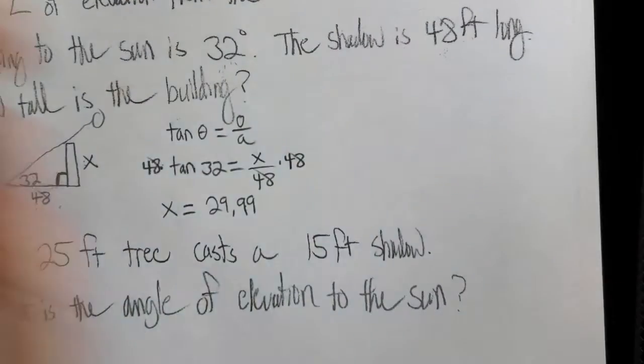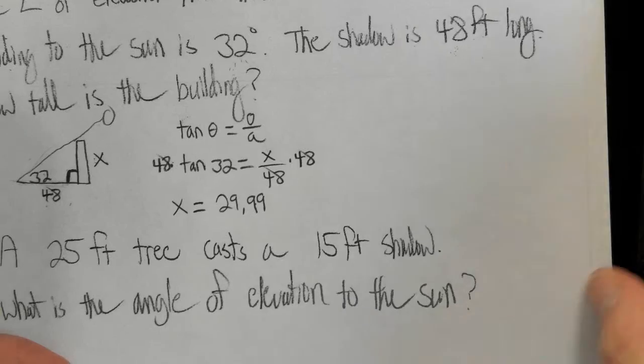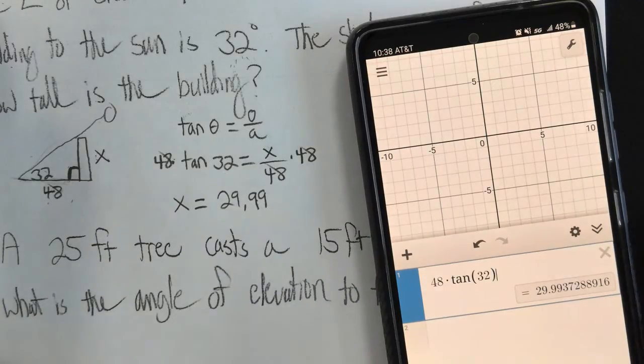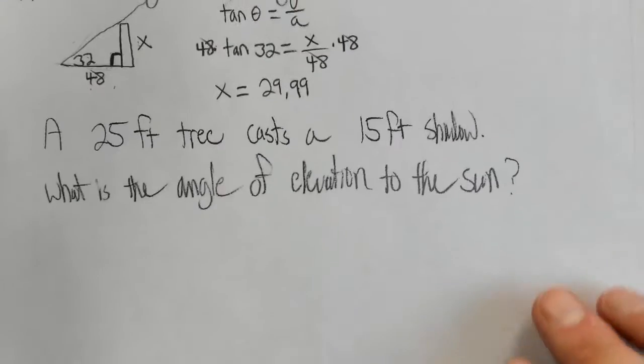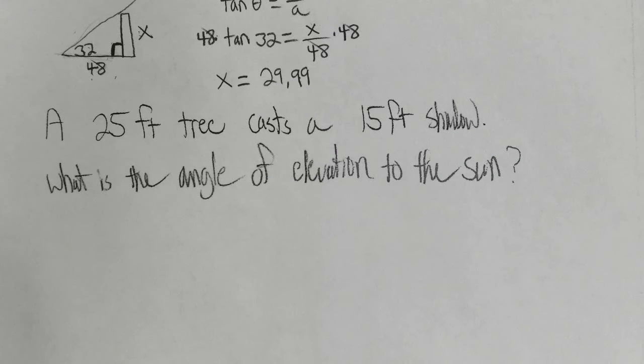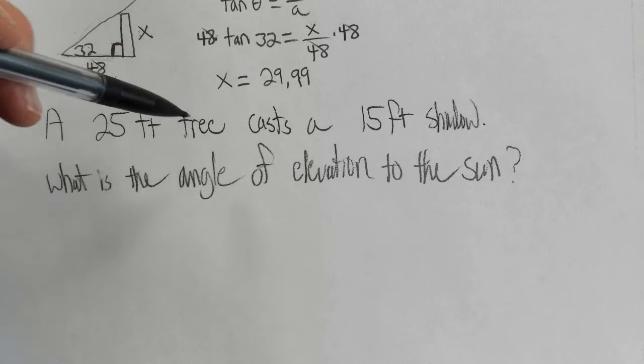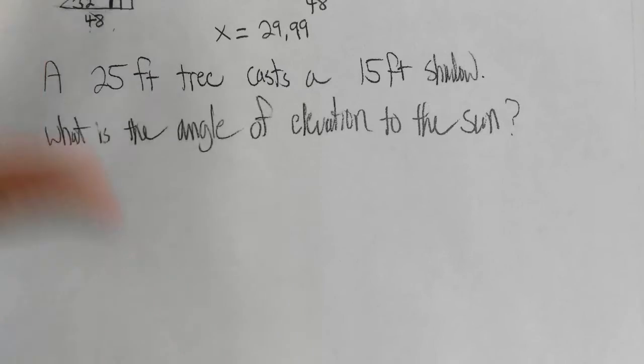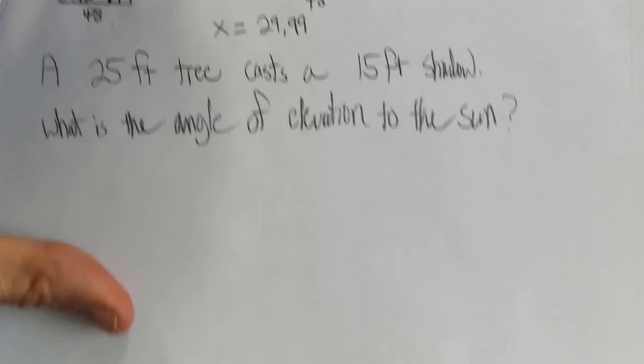And our units is feet. Alright? So it's 30 feet tall. Alright, let's try another one. So the next one says a 25-foot tree cast a 15-foot shadow. What's the angle of elevation to the sun?